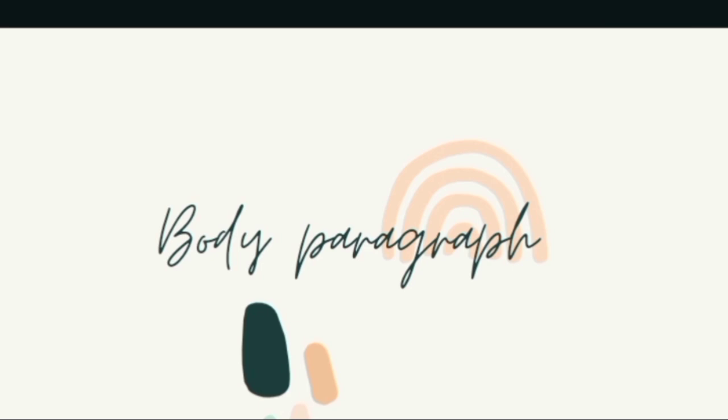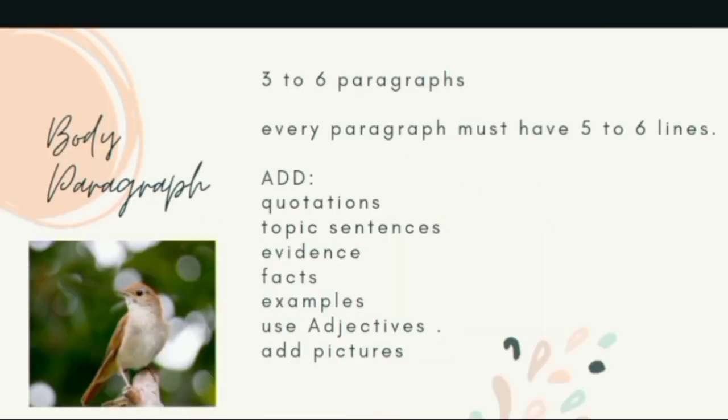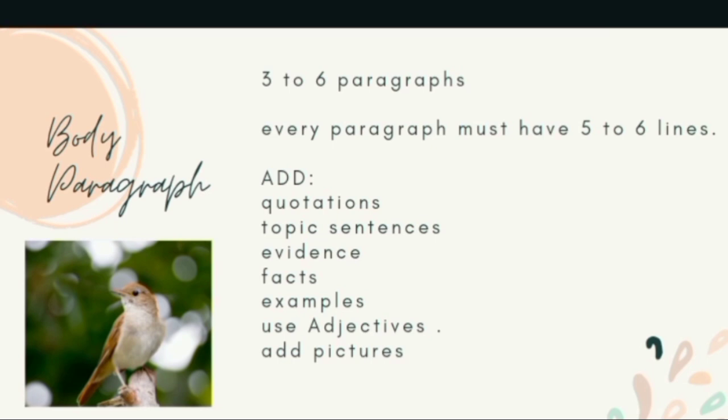Body paragraph. In the body paragraph, there are mostly 3 to 6 paragraphs, and every paragraph must have 5 to 6 lines. In the body paragraph, to make it more attractive, we add quotations, topic sentences, evidence, facts, examples, use adjectives, and add pictures. If we are making a blog, then we add pictures.